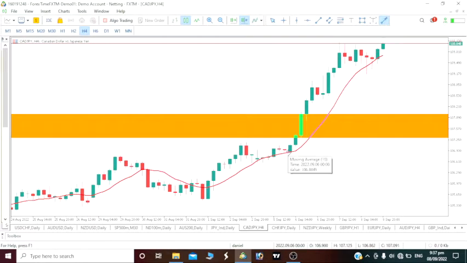Now take a look at it here. Price broke out from here. We had a little bit of a pullback on the 4-hour time frame. We had another huge movement upward. We've had a little bit of a pullback and now we are rolling up.